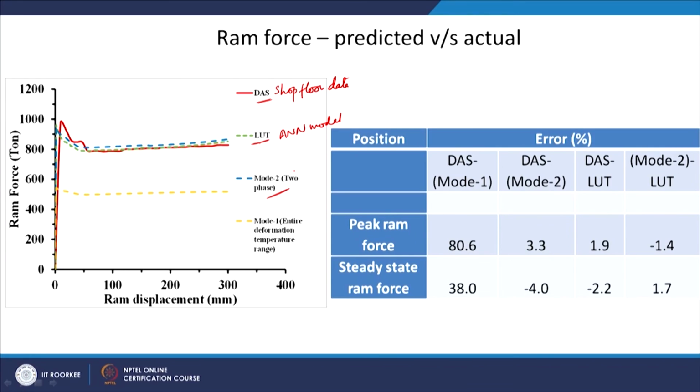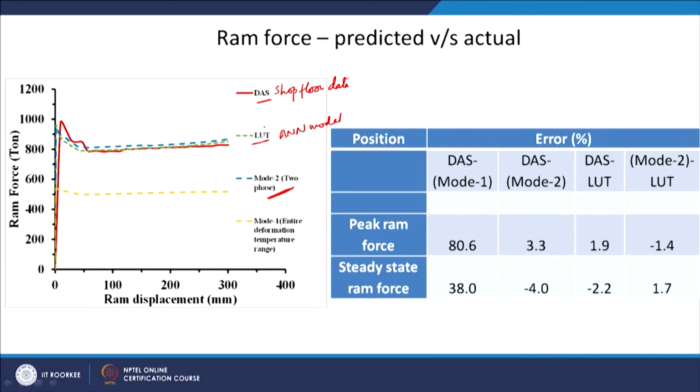This is the equation, because this particular deformation takes place in the two phase region. The temperature corresponds to the two phase region, so we gave the constitutive equation which we have developed for the two phase region. And this blue one you can also see very closely following the shop floor data as well as what you get from the ANN model. And this yellow one here is for the entire deformation temperature range. The peak ram force and the steady state ram force are much lower than the actual values, or the values predicted through the constitutive equation of the two phase region and the lookup table.